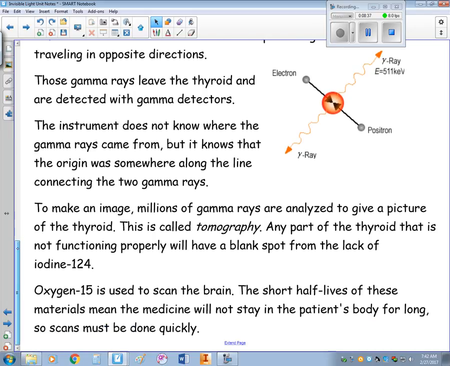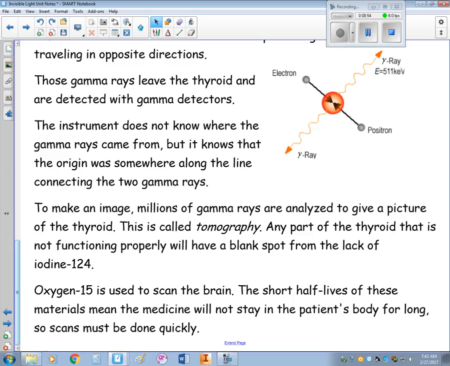So we make this image by taking millions of gamma rays, analyzing them, kind of like the CAT scan does, and it gives us a picture of the thyroid. So again, another example of tomography. So any part of the thyroid not functioning properly will have blank spots from a lack of the iodine 124.